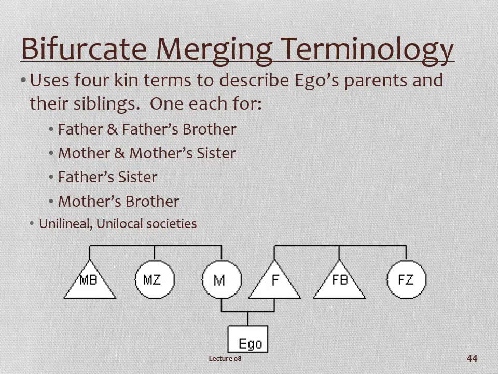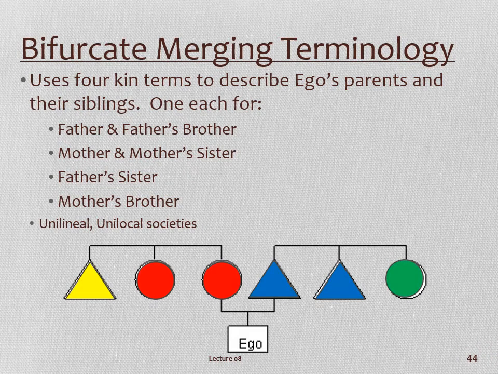The same patterns can be seen in matrilineal societies. And this is called bifurcate merging terminology. It bifurcates or splits the parents' lines, but it merges same-gender siblings of each parent. There are still 4 terms, but they're distributed differently.